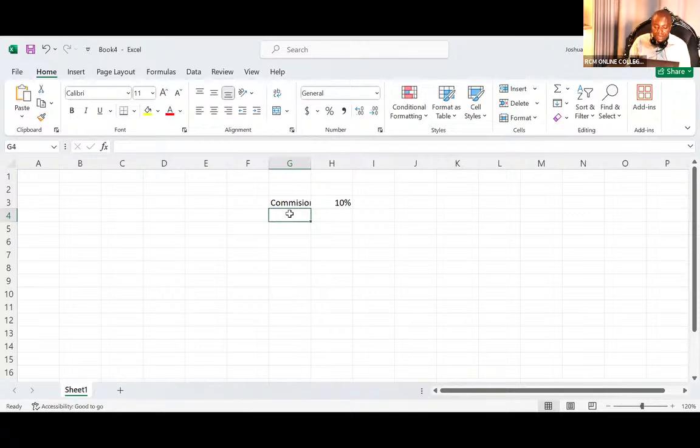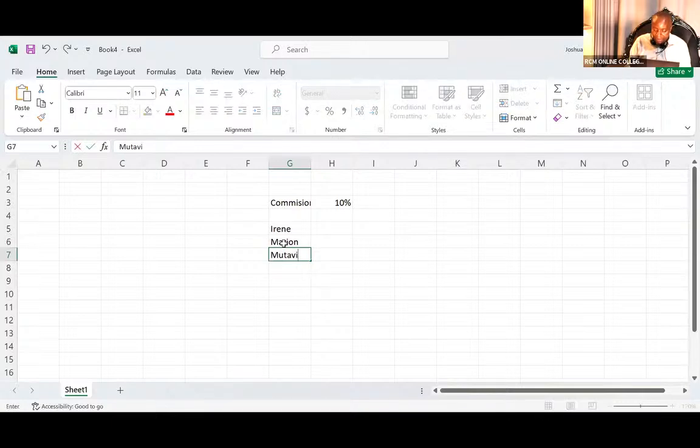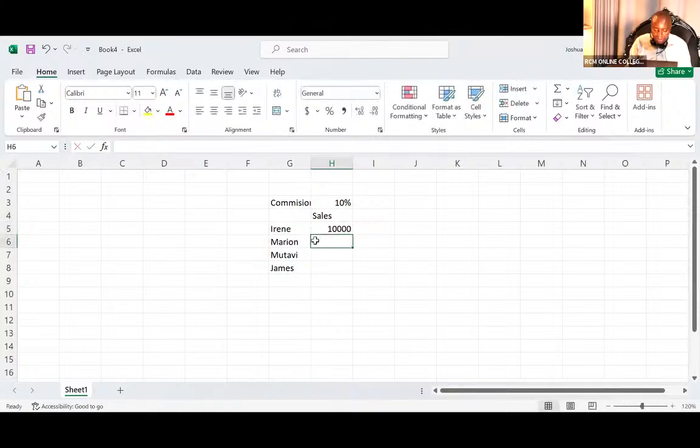And then we have our guys here. We have the names of employees. We have Irene, we have Marion, we have Mutavi, then we have James here. These guys come and tell you, you know what? We have sold goods worth this amount. So sales: Irene perhaps has sold goods worth 10,000, Marion 8,000, Mutavi 16,000, then we have Jemo, 87,000.